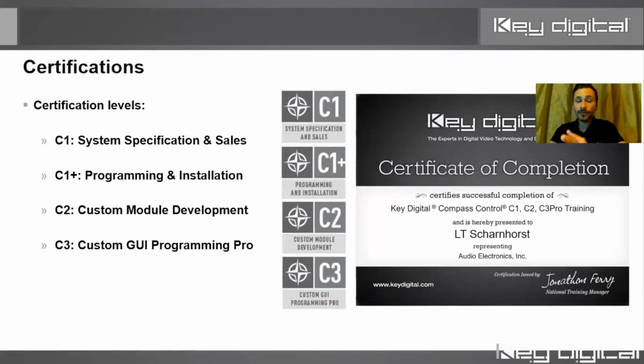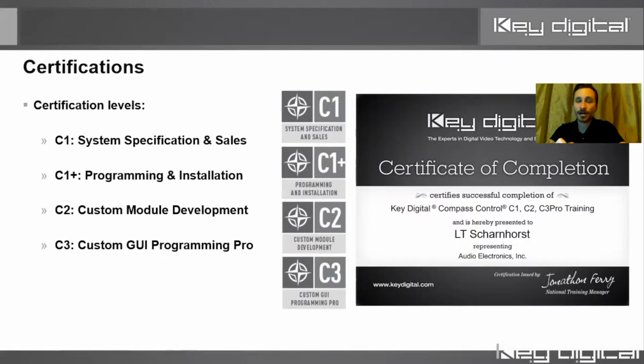So there's 3 levels of certification available, 4 levels, pardon me. They are called C1, C1 Plus, C2, and C3. You can get them all online. C1 will teach you what the Compass Control system is, establish some terminologies and foundational knowledge that everyone should know, not only your programmers, but also your system designers, your salespeople, etc.